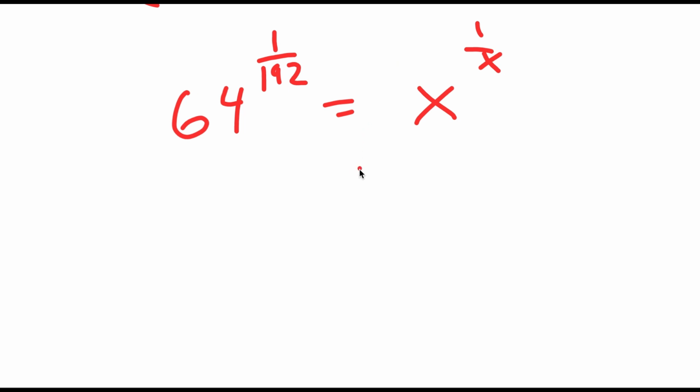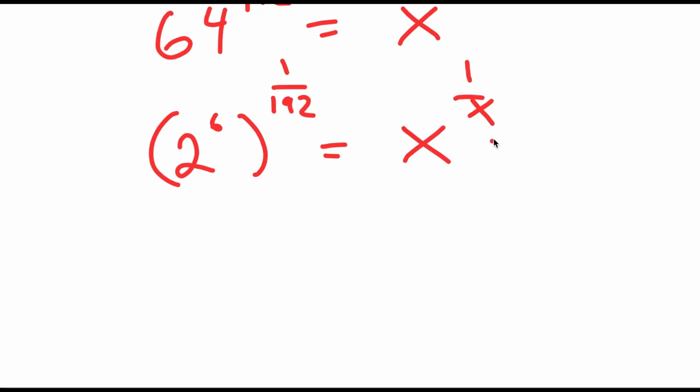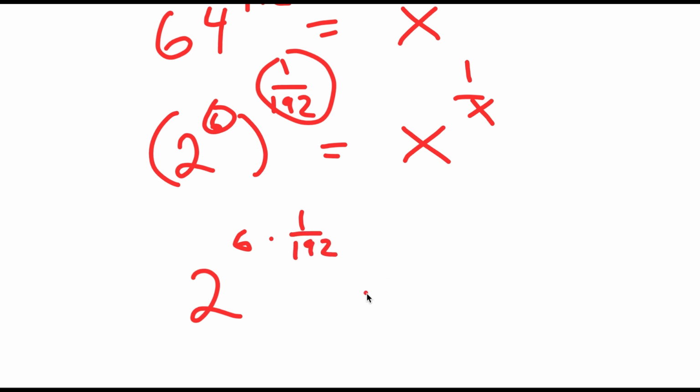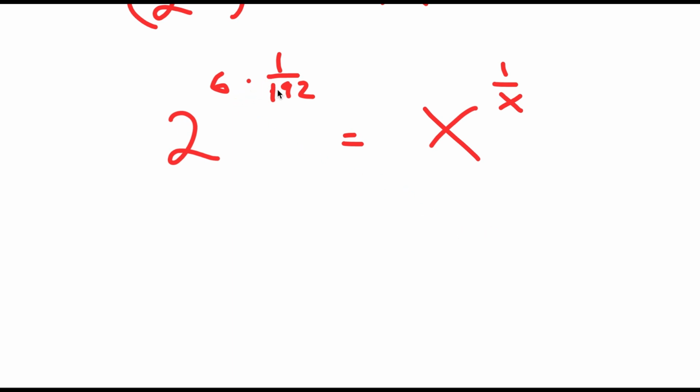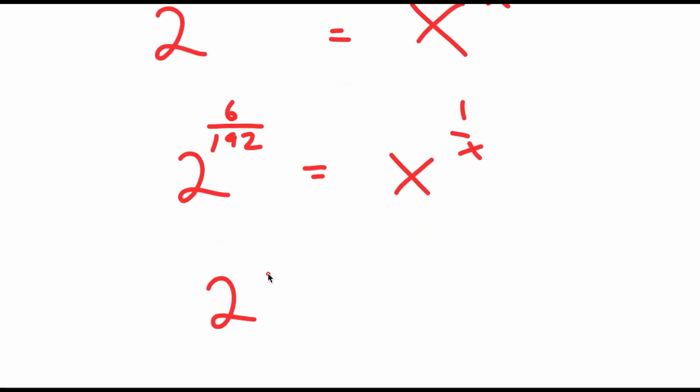To do that, I'm going to first rewrite 64 as 2 to the power of 6. So I have 2 to the power of 6 to the power of 1 over 192 is equal to x to the power of 1 over x. And remember, now we can use that property again. So this turns into 2 to the power of 6 times 1 over 192 is equal to x to the power of 1 over x. And 6 times 1 over 192 is 6 over 192, which simplifies to 1 over 32.